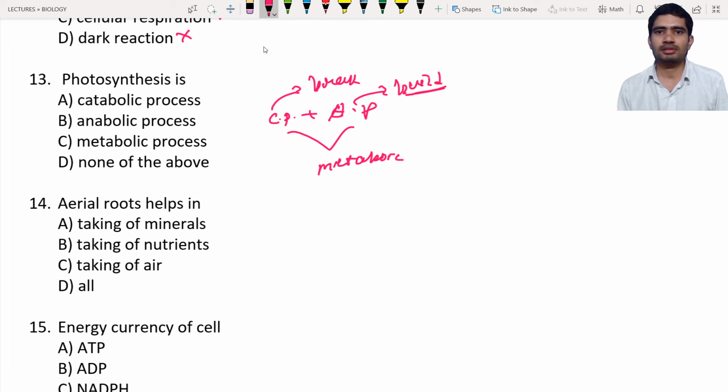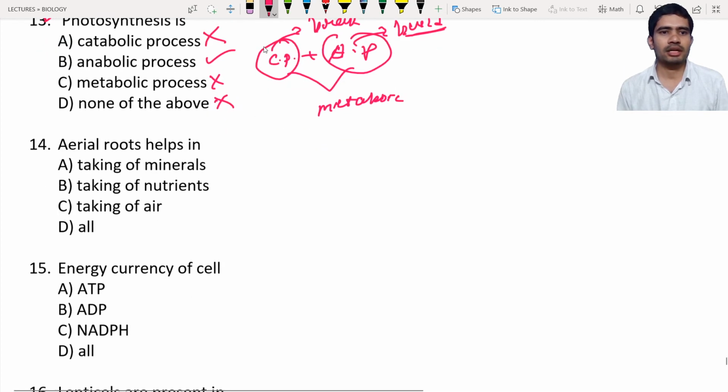In photosynthesis there is a production of glucose molecules, hence photosynthesis is the anabolic process, but in option A there is catabolic process. It is not the correct answer. So anabolic process is correct. We will go for the other option also, metabolic process. It is up to some extent correct, but we cannot go for this option. Why? Because metabolic process means both anabolic and catabolic process. Hence, it is also not correct. It may be closer to the answer, but not the correct answer. Next is none of the above. If one answer is correct, it could not be correct. Hence, we can go for option 13th B.